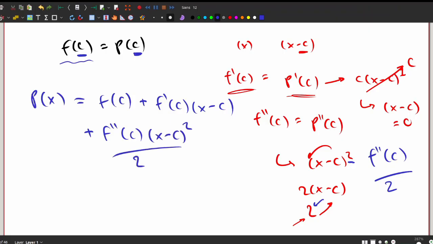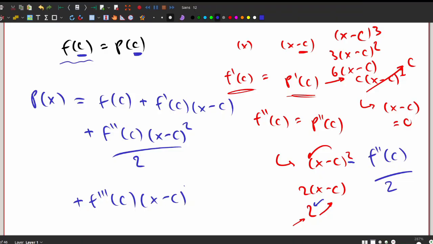Therefore, our second term is going to be f double prime of c times x minus c squared, because second degree, over 2. Our third term, if we use the same logic, it's going to relate to our third degree. So it's going to be x minus c cubed, it's going to become 3 times x minus c squared, and then 6 times x minus c to the 1. Now here, instead of dividing by 3, we have to divide by 3 times 2 times 1, also known as 3 factorial.